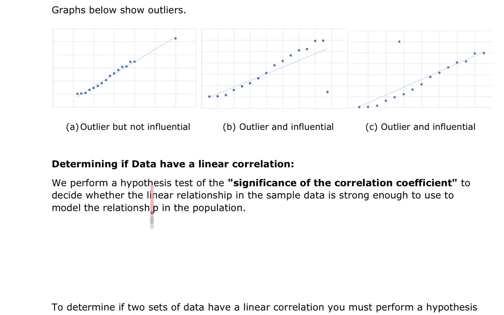To determine if the data has a linear correlation, we're going to do a hypothesis test of the significance of the correlation coefficient to decide whether or not there's a linear relationship in the data and if it's strong enough to use for the model relationship in the population.